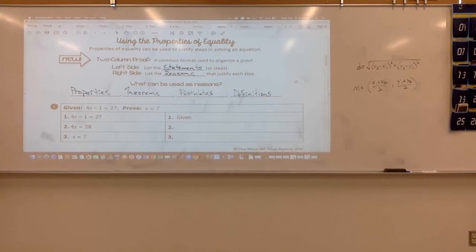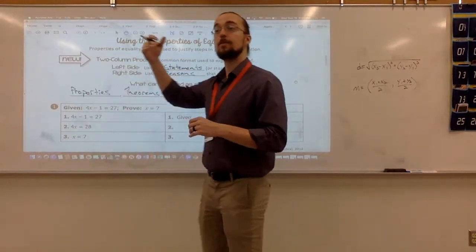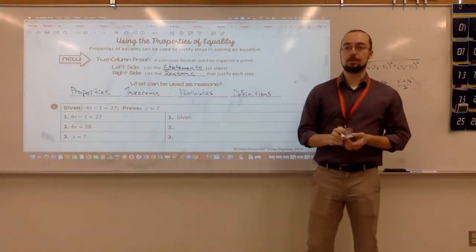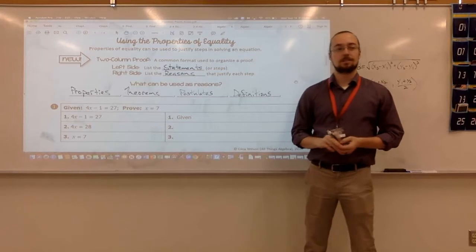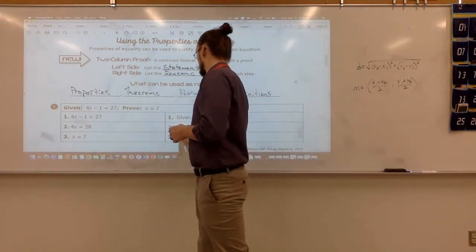So then we want to think, what did I do to get from step 1 to step 2? I added 1 to both sides. So up top, what would we call that to be technical? The addition property of equality.